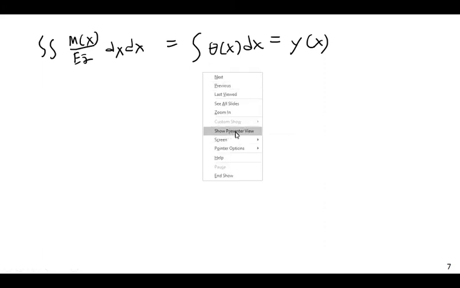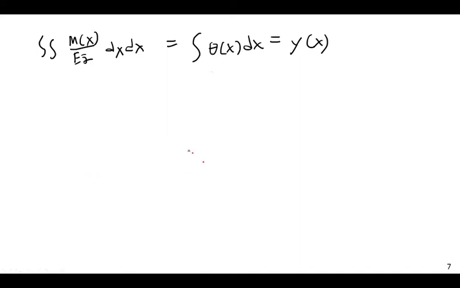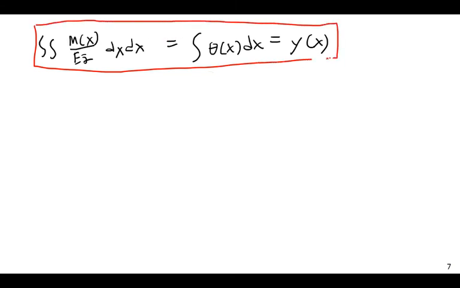Or sorry, it's not the curvature, of the slope. 1 over rho is curvature, theta is slope. We've got to be very careful with our language here. So this is also one of our big formulas. And what this is, again, is the deflection at point x as a function of x. Very useful.